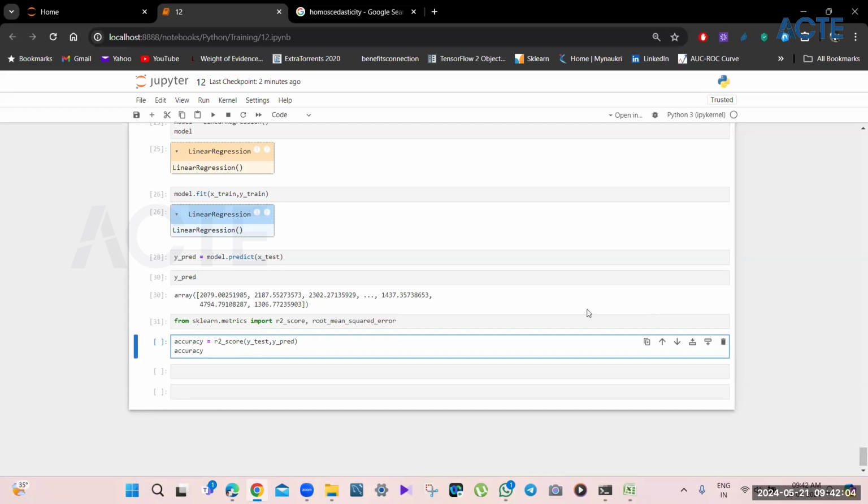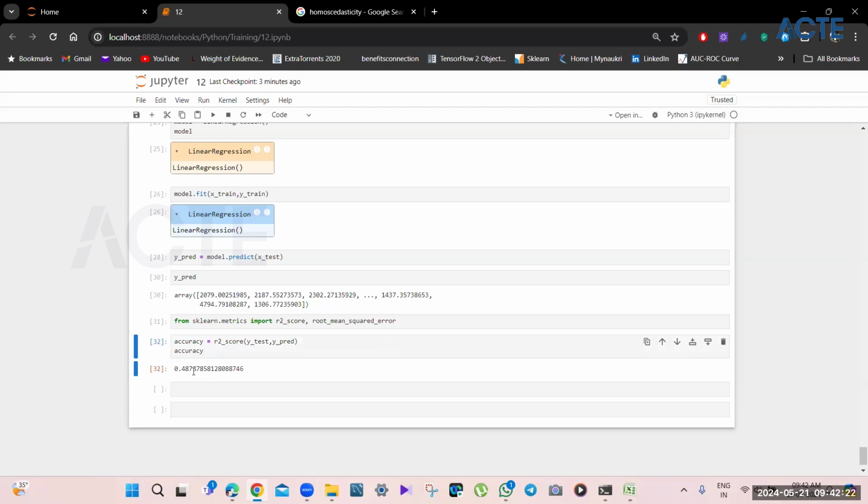So I don't need to calculate all the inside things. I will just pass these two arguments into the function I've called, and the function will do the rest of the things. Similarly, the errors. Okay, let's try the accuracy first. How much am I getting? I'm getting accuracy of only 48%.